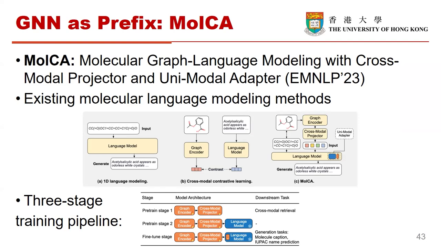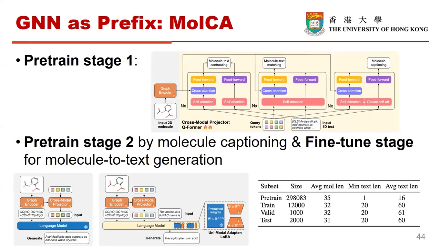And then the training pipeline, or the framework of MolCA, is divided into three stages. The first stage is to conduct cross-modal contrastive learning. It uses molecule-text pairs to conduct contrastive learning between the structured modality and the text modality. Through the first stage of training, we obtained a molecular graph encoder. The specific stage one module is here.